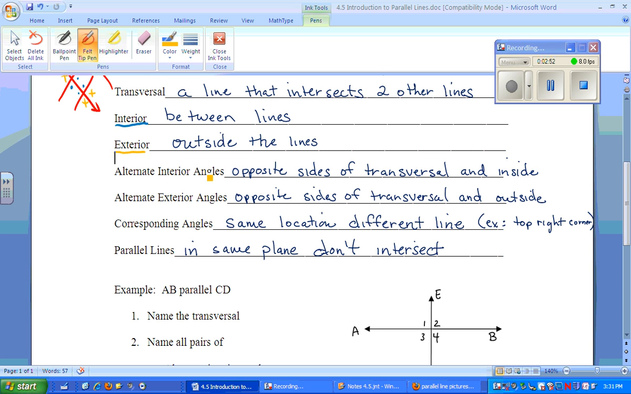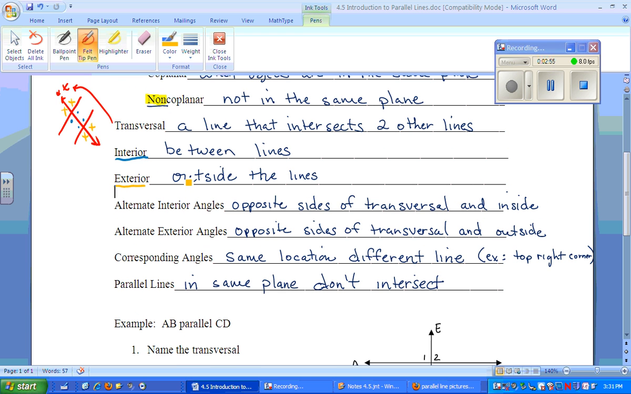Alternating interior angles. Okay, so we're going to be looking at a picture. What does it mean to be alternating interior? Well, let me break it down for you. Alternating means opposite sides. So this idea of alternating refers to the opposite sides of the transversal. Interior, as we just learned, means inside. So alternating interior angles are on opposite sides of the transversal and inside. So in our case, these two here would be alternating interior. These two would be alternating interior.